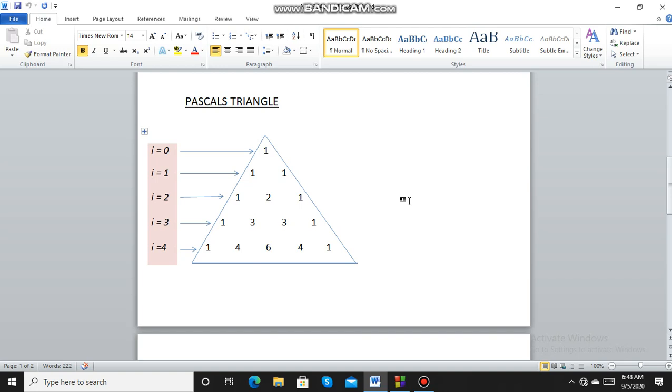Today our topic is Pascal's triangle. So we will be doing a program to print the triangle. Before that, let us have a look at what this Pascal's triangle is all about.